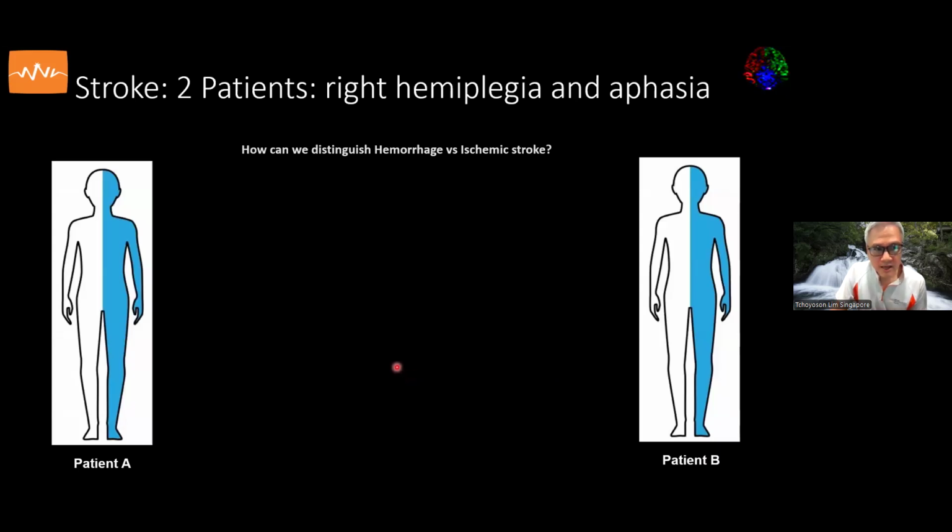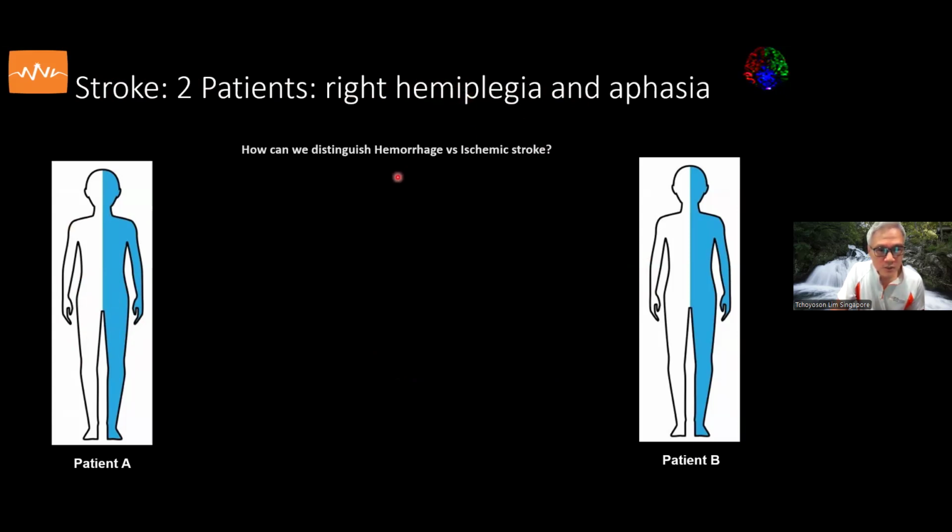How does this apply to cerebrovascular diseases? Here are two patients, patient A and patient B. Both of them have hemiparesis and aphasia. They present to the emergency department with the acute neurological deficit. The patient has a stroke within 3 hours, developing the hemiparesis.